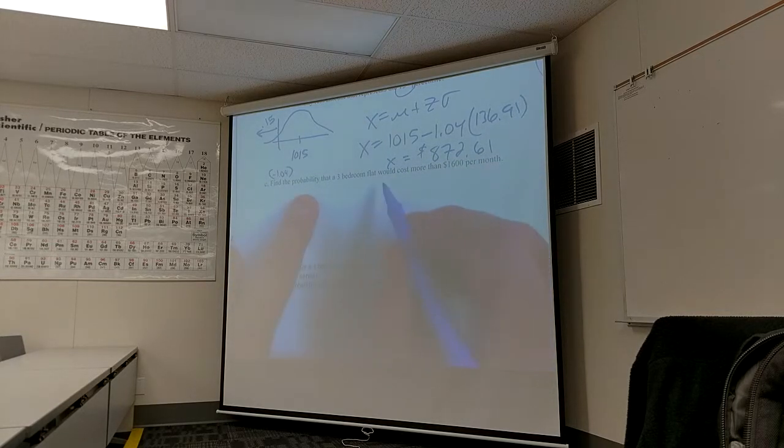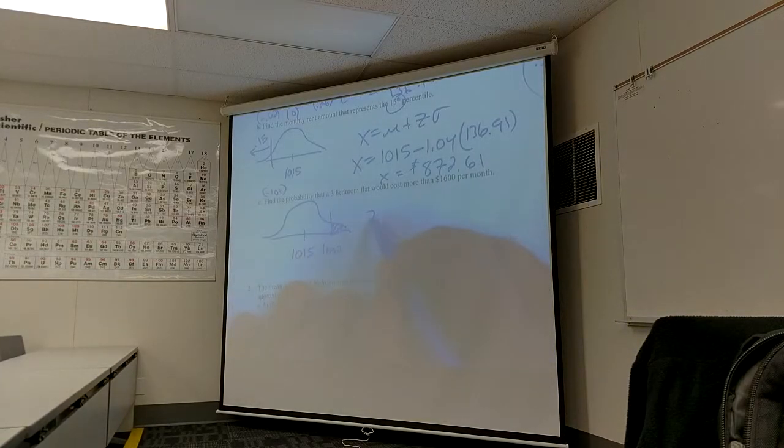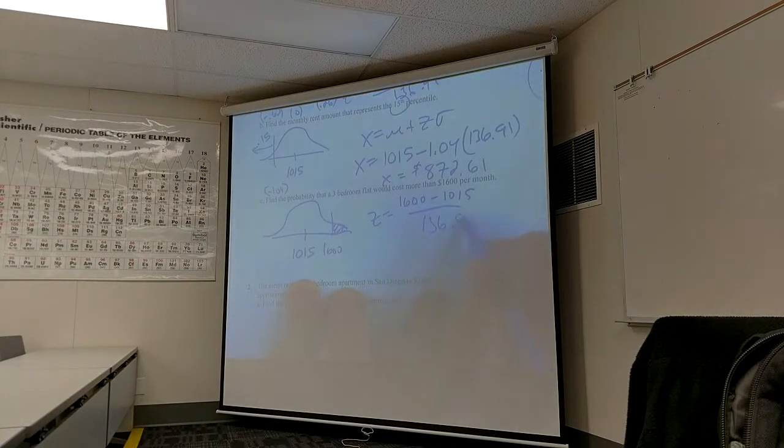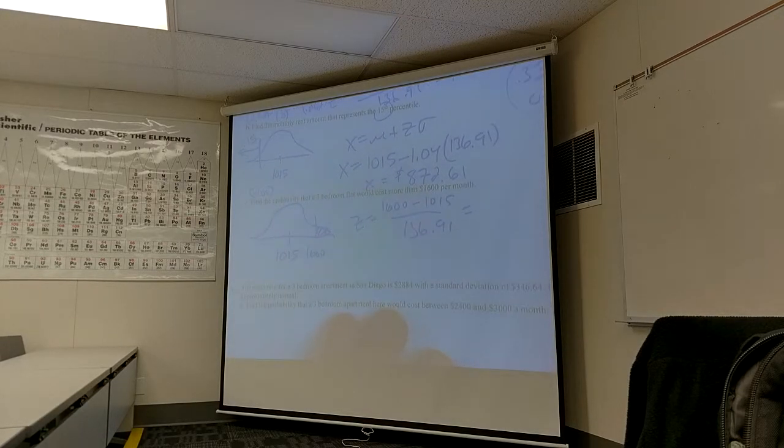Find the probability that a 3-bedroom flat would cost more than $1,600. So you immediately draw the picture, put the mean in the middle. There's $1,600. Way up there. I want to know the area above that. So I already know the answer should probably be kind of small. And this is where a lot of you guys kind of freaked out. I don't blame you too much. So my z-score, I'm interested in x minus the mean divided by the standard deviation, which is still 136.91. And you get, I think, 4.27.